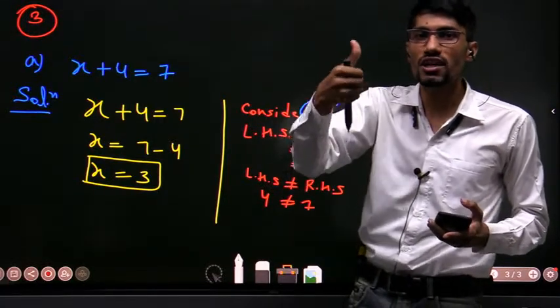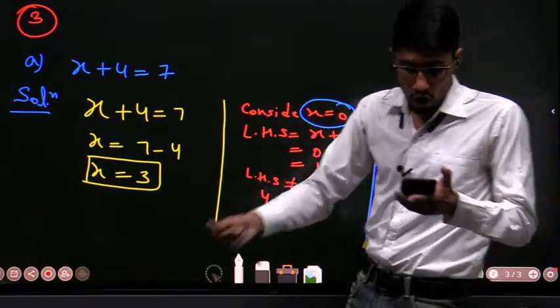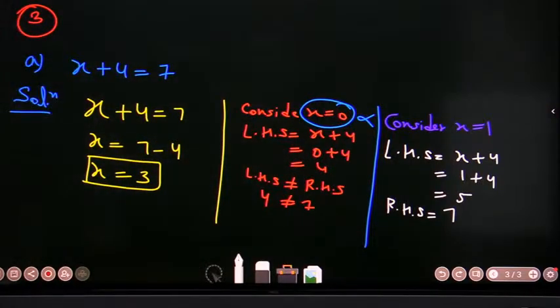Understood? So what is the difference between the trial and error method and the systematic method? Have you all understood or not? Is it clear to all of you?